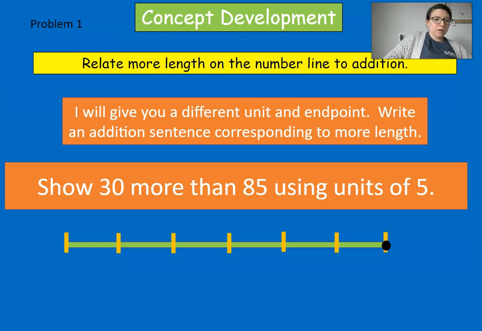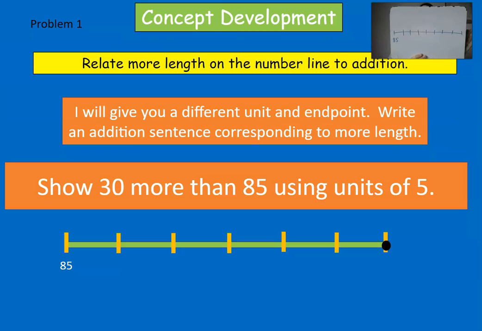I want to show 30 more than 85 using units of 5. So a little bit different this time. I'm going to draw another number line. You should do the same. All right, what is our first endpoint going to be? Show 30 more than 85 using units of 5. Good. Our endpoint is going to be 85. Now, what is the unit we're going to be counting by? 5s. Very good. So I'm going to make some hash marks on my number line so I can start counting by 5s.